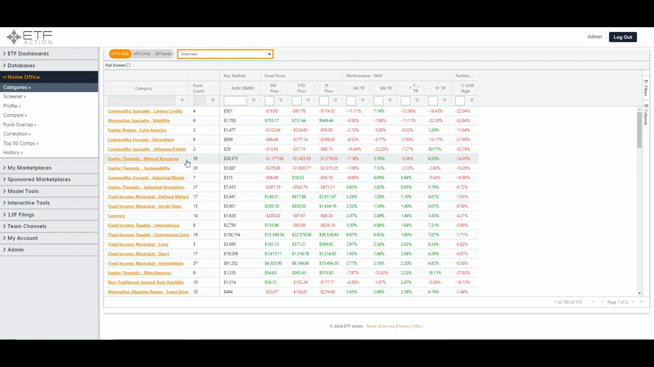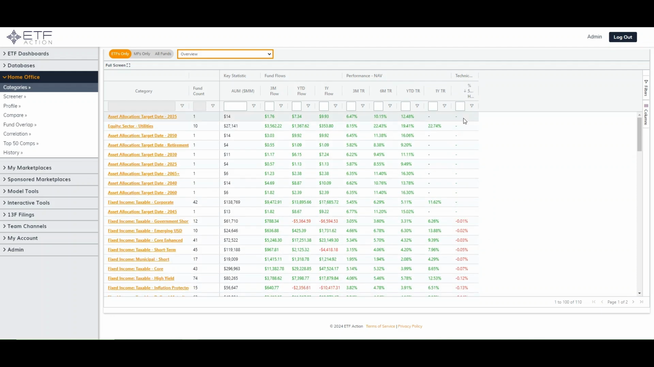Agriculture, natural resources, that's a $28 billion category. That's not small. It's got 55 funds in it, and there are losses in there year to date. So what we can do, and also more importantly, we have percentage off 52-week high.